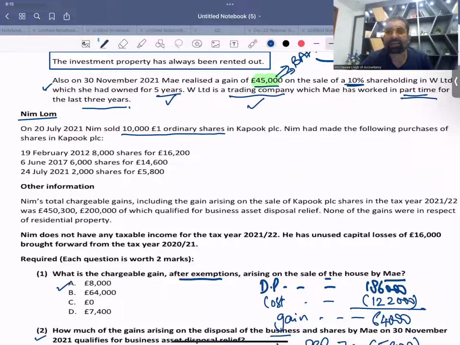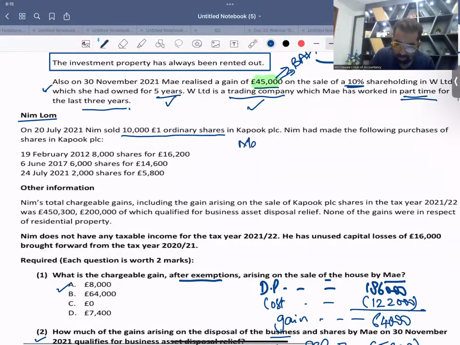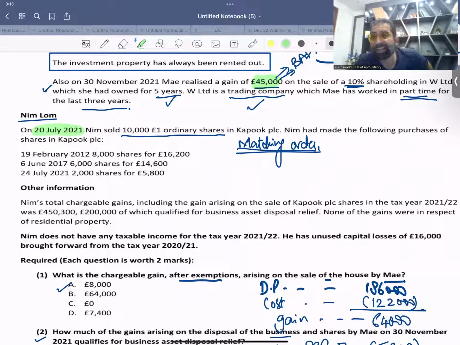So you remember the matching order rules. Whenever an individual sells shares, we need to calculate the gain using the matching order rules. For matching order rules, my innocent students, this disposal date is very, very important. Hope you remember. Now, Nim made the following purchases of shares in Kapuk PLC.